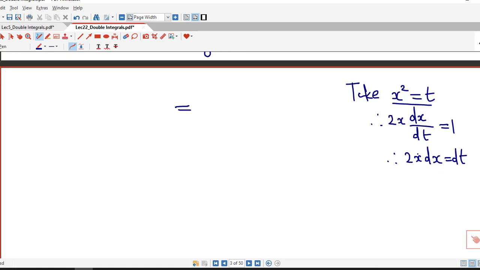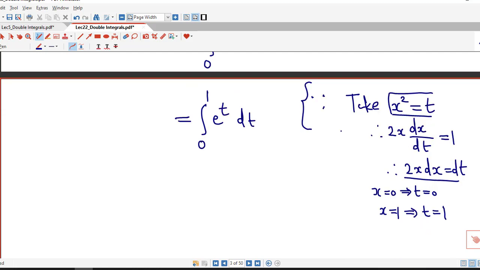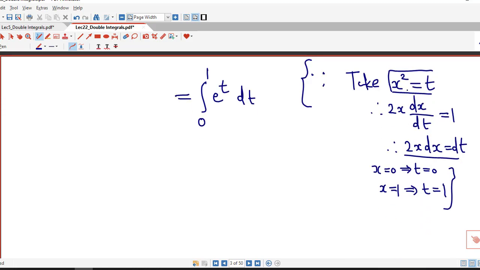Now the limits of x are from 0 to 1. So the limits of t will also be the same. When x is 0, we put x equal to 0 here. We obtain t equal to 0. And when x is 1, t is the square of 1, which is 1. So with this substitution, the limits remain as they are. x square is replaced by t and 2x dx is replaced by dt. So this we mention in the bracket. We are changing the variable from x to t by this substitution, x square equal to t.